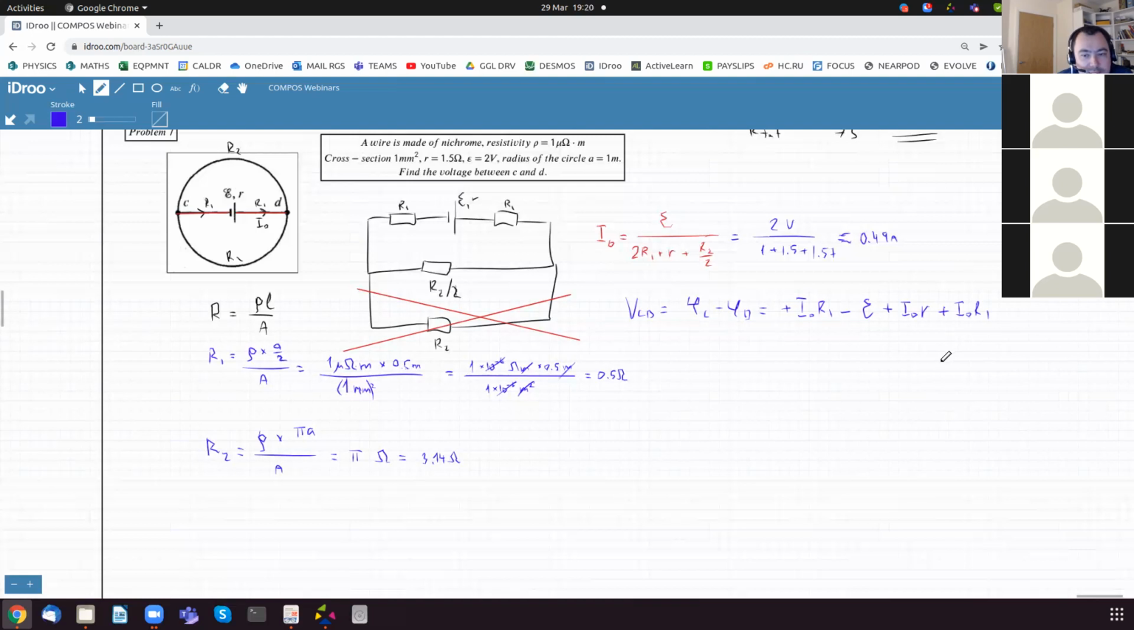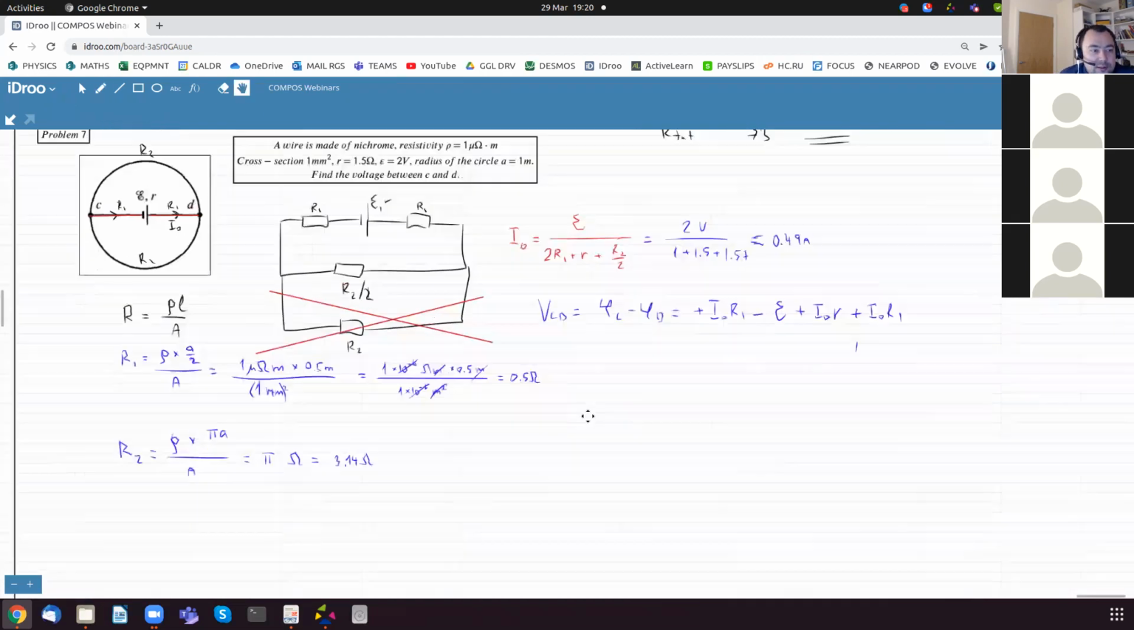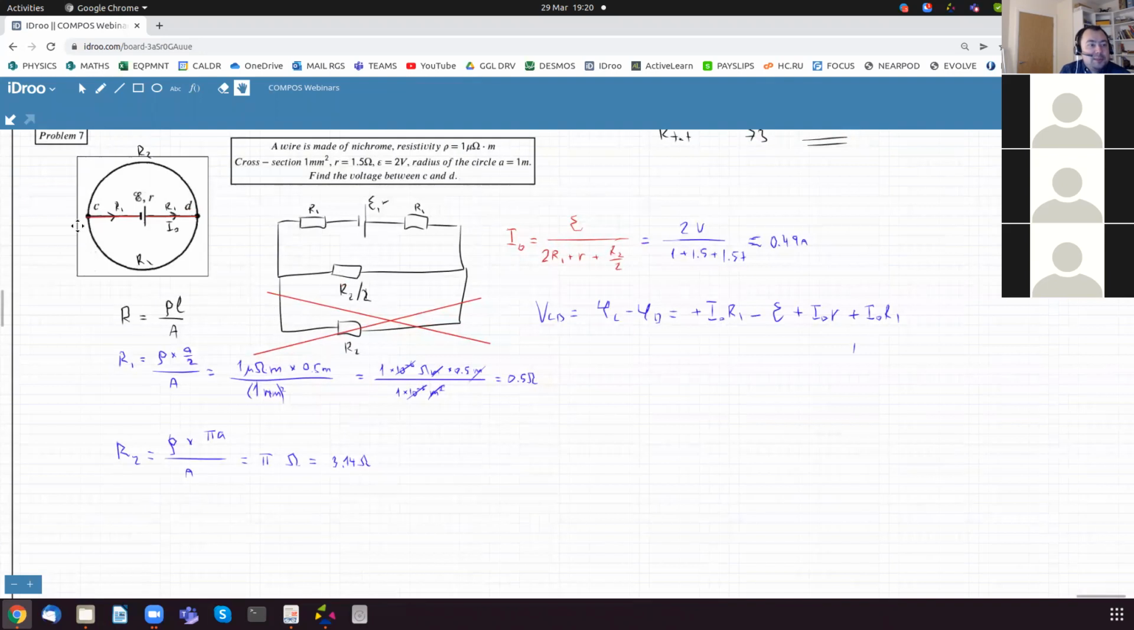Do I need to do that? Yeah, I mean, it's not super dramatic. So you can see between C and D, I'll just draw them here. Between C and D, the current is flowing this way, and we know the current is I0. It's like that. So all I need to do is just plug in the numbers.